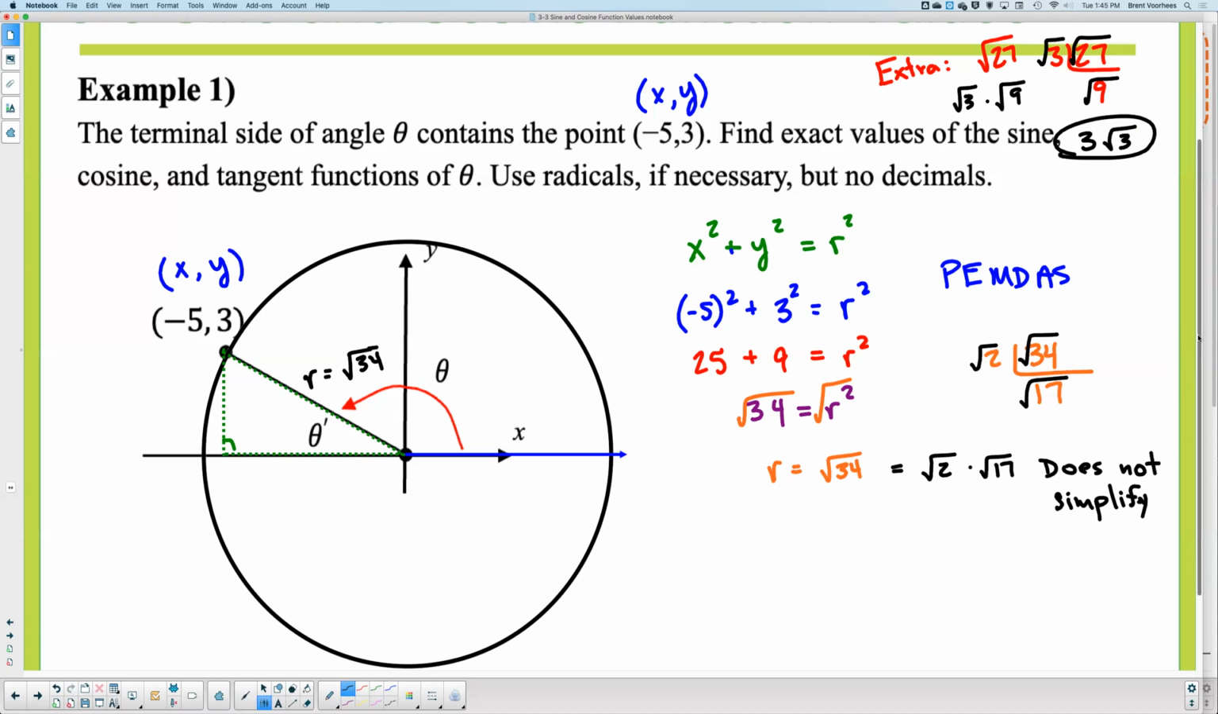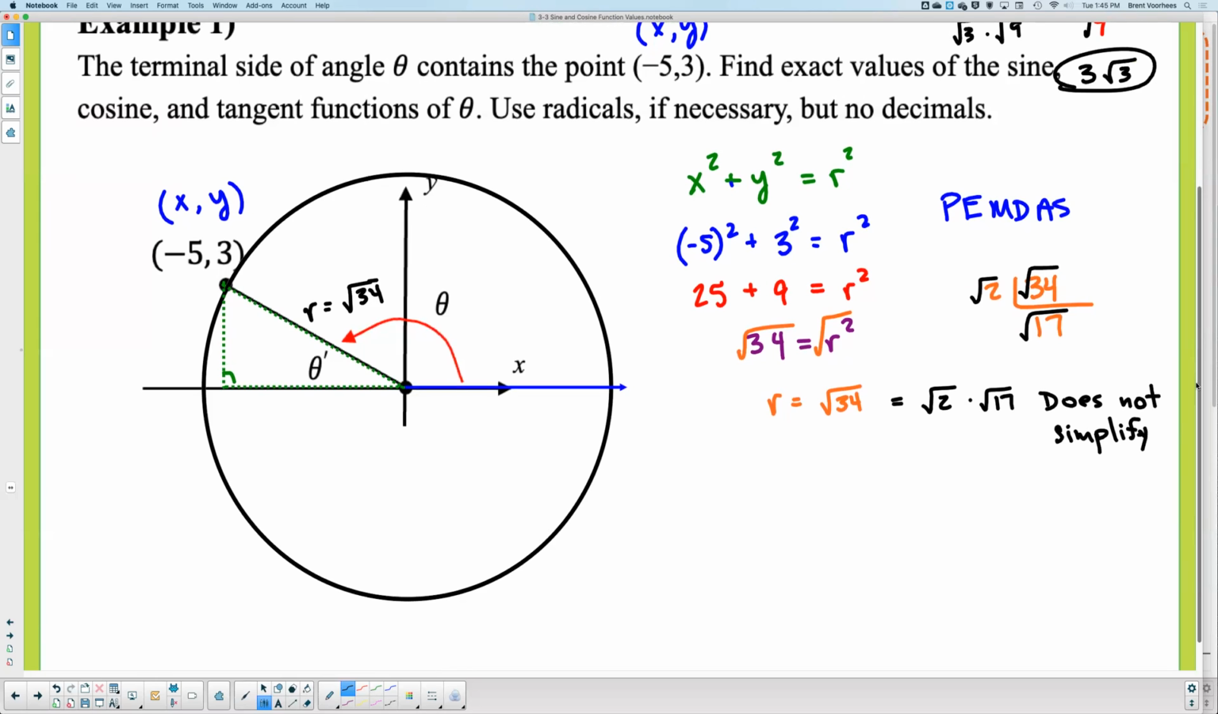Okay, so after walking you through all of that, now we can write our answers. On the previous slide, we learned that sine was what ratio? Sine is y over r. What is our y? 3. So this would be 3 divided by the square root of 34.